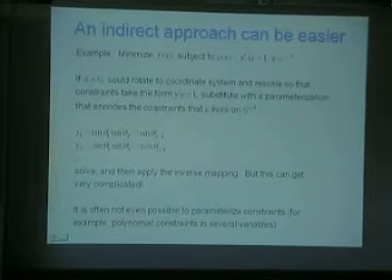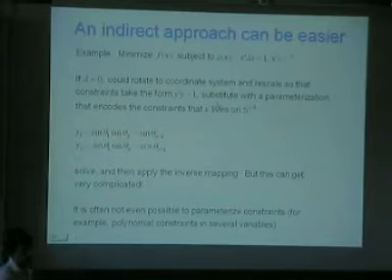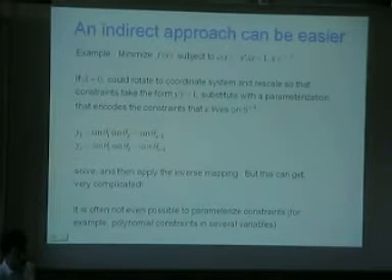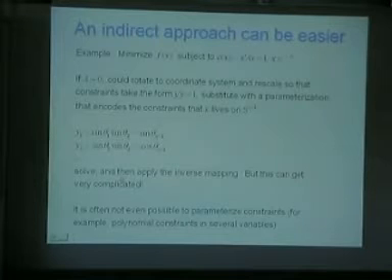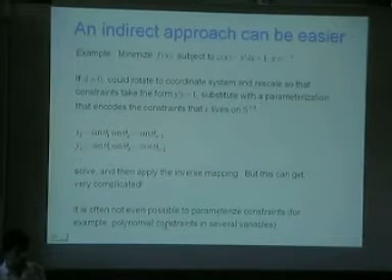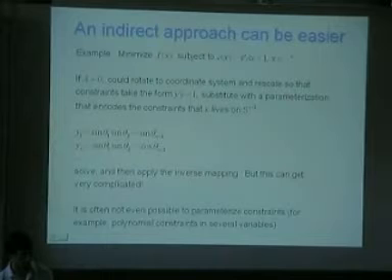Now, if A is positive definite, we could rotate the coordinate system and rescale everything so that the coordinates lie in the unit sphere. And substitute with the parameterization of things that lie on spheres, and then solve and apply the inverse mapping. But of course, this gets very complicated very quickly. Often it's not even possible to parameterize constraints this way. You have polynomial constraints. You can't simply find parameters. So in some cases it's inconvenient, in other cases it's essential not to do it this way.